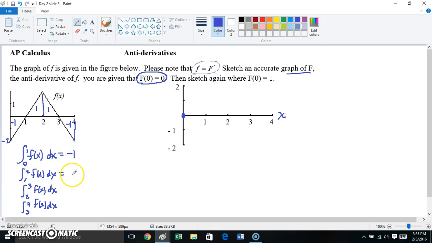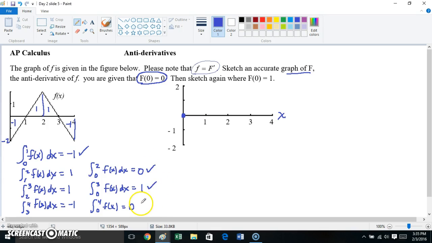The integral from 1 to 2 is 1. The integral from 2 to 3 is 1. The integral from negative 1 to 4 is negative 1. If we look at the sums, here the integral from 0 to 2, we'll be looking at 0, and the integral from 0 to 3, we'll be looking at 1, and the integral from 0 to 4, we're back to 0.